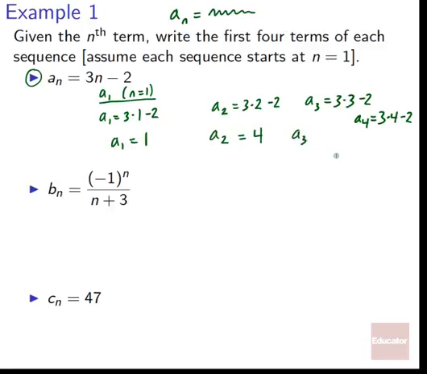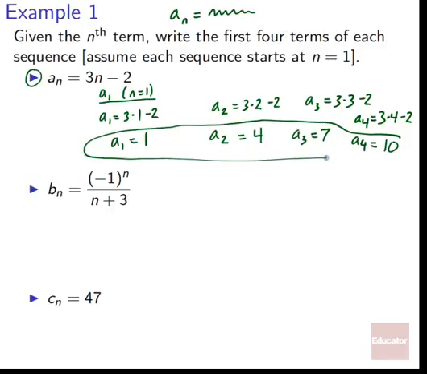A3 equals 3 times 3, 9 minus 2, 7. A4 equals 3 times 4, 12 minus 2, 10. So we've got the first four terms here, A1 equals 1, A2 equals 4, A3 equals 7, A4 equals 10.